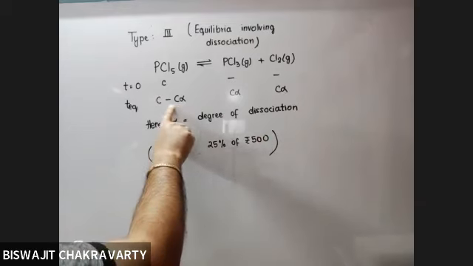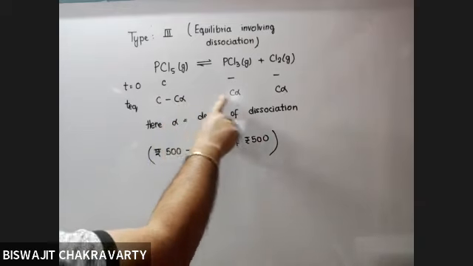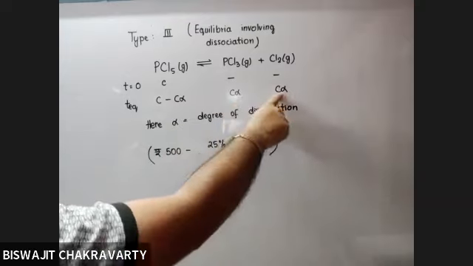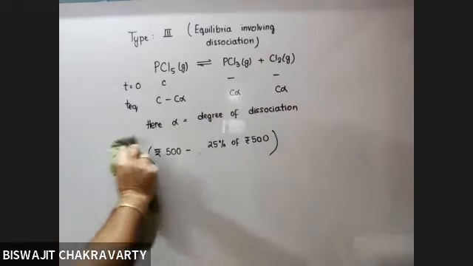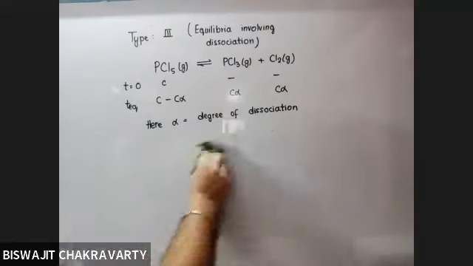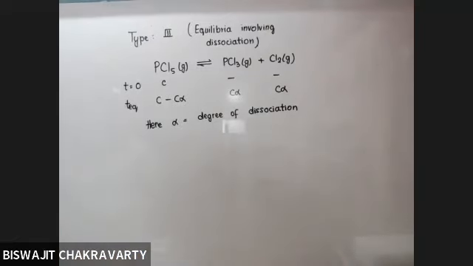So if C alpha is consumed, exactly C alpha and C alpha will be produced as far as the products are concerned. Clear or not? Have you understood? Yes, sir. Okay. So here alpha is called degree of dissociation, that is, the fraction of molecules that are getting dissociated.